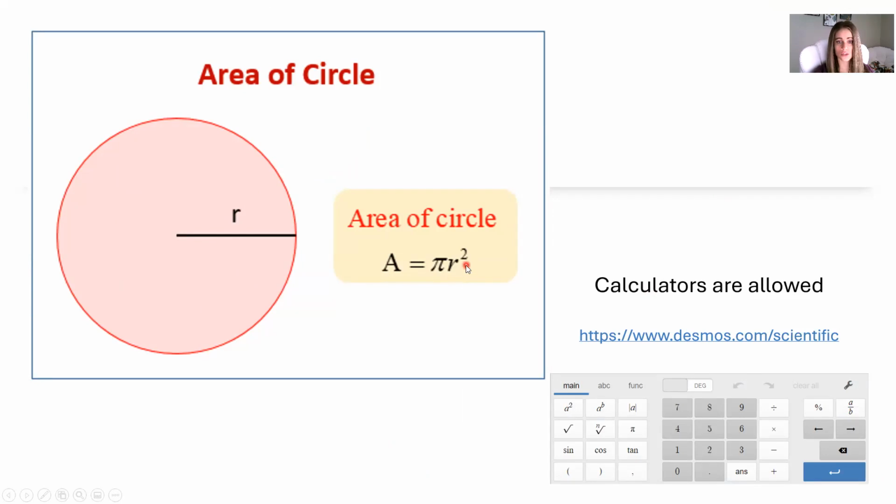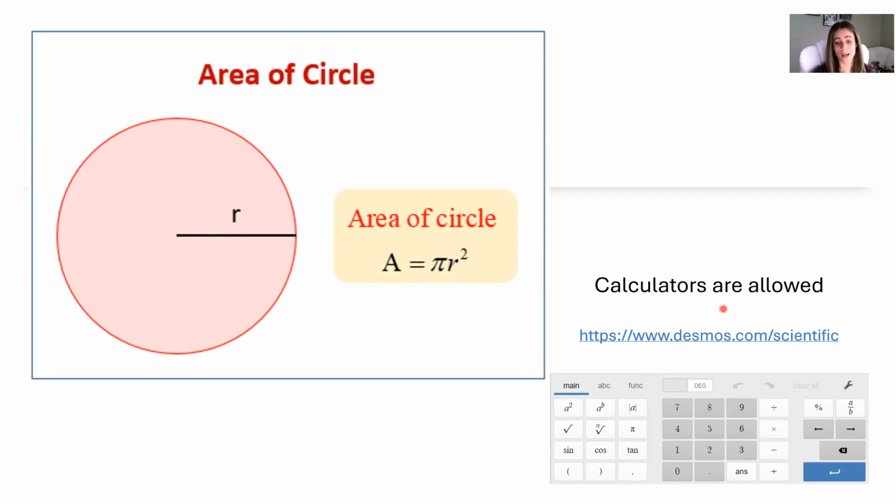Now remember, pi is an irrational number, so it goes on forever and ever without stopping. Today, we're going to be using the approximate version of pi of 3.14. Another thing to note is because of this, you are allowed to use a calculator. If you have your own, that is awesome.